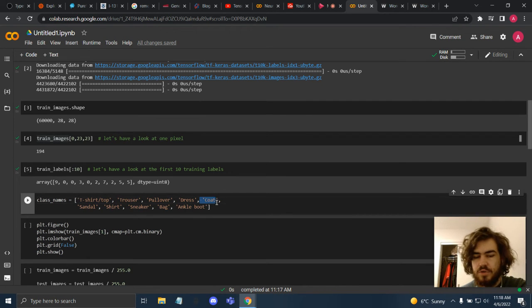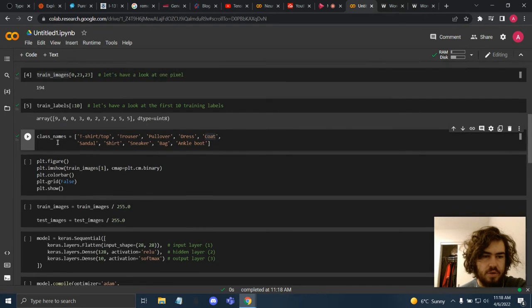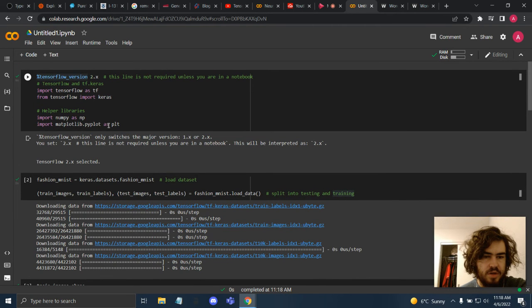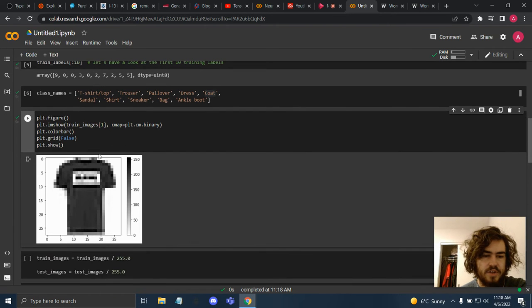It's probably a coat, essentially. So now we're just going to run that real quick, make sure that everything's loaded. Yep. All right, so we have PLT, which is going to be our Matplotlib, and we are going to draw a figure, and we are going to give an example of the shirt.